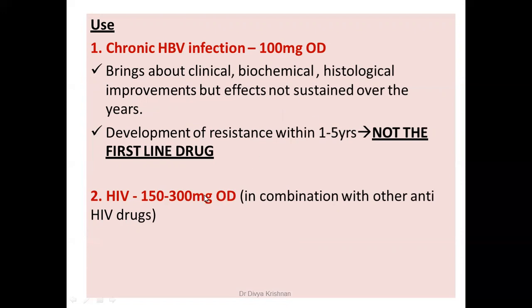In HIV, it is used at a dose of 150 to 300 milligram OD. The dose is higher in HIV because, as I already told you, the half-life of this drug in HBV infected cells is longer. This is not the case with HIV cells. That is why you require a higher dose for treating HIV.